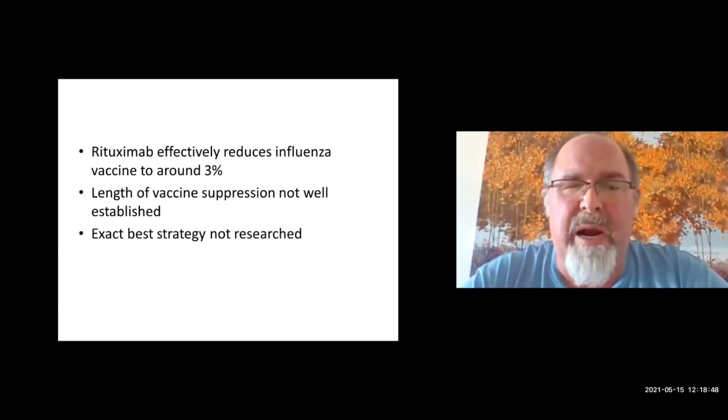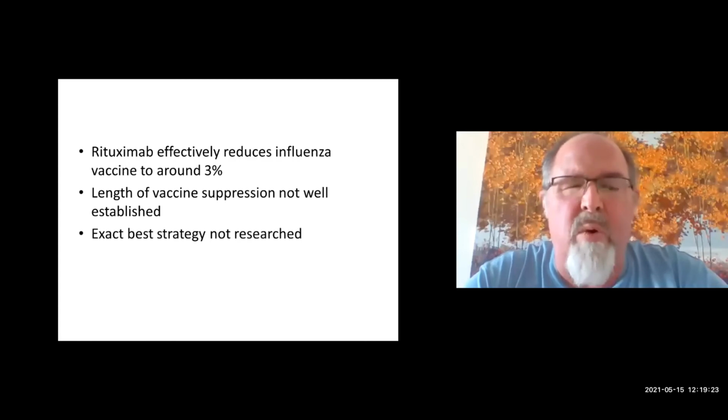Now, we know that vaccines can be effectively blocked by some medications. So there's very good data on rituximab or Mabthera that effectively reduces the seasonal influenza vaccine response to around 3%. So in other words, it's not totally useless, but it's not very useful. The other thing is that we don't have an idea of how long these medications suppress vaccine responses. So in other words, if you receive 1 dose of rituximab or 2, we don't really know how long that suppression lasts, and it's likely to be individual.